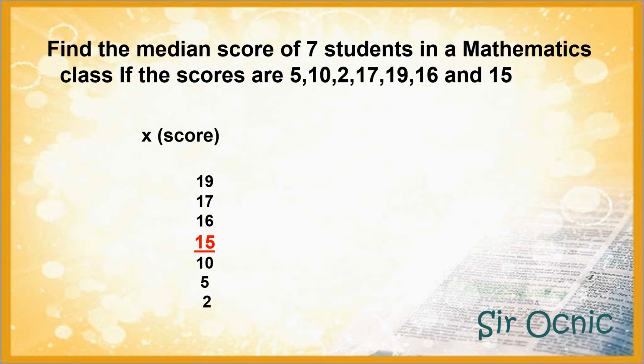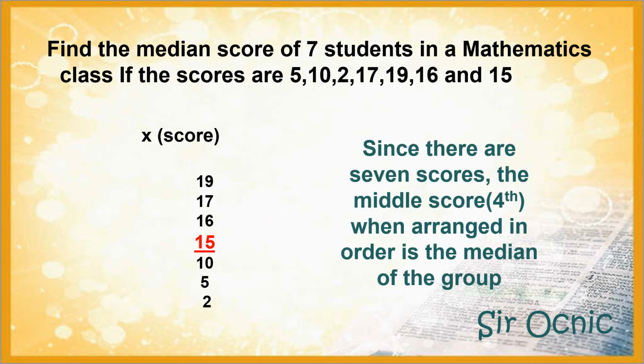For example, find the median score of 7 students in a mathematics class if the scores are 5, 10, 2, 17, 19, 16, and 15. Arranging the scores from highest to lowest, that will be 19, 17, 16, 15, 10, 5, and 2. Since there are 7 students and there are 7 scores, the middlemost number of this one is the fourth data, or the fourth score. The fourth score in the arranged order is equal to 15. Therefore, the median of the group is equal to 15.